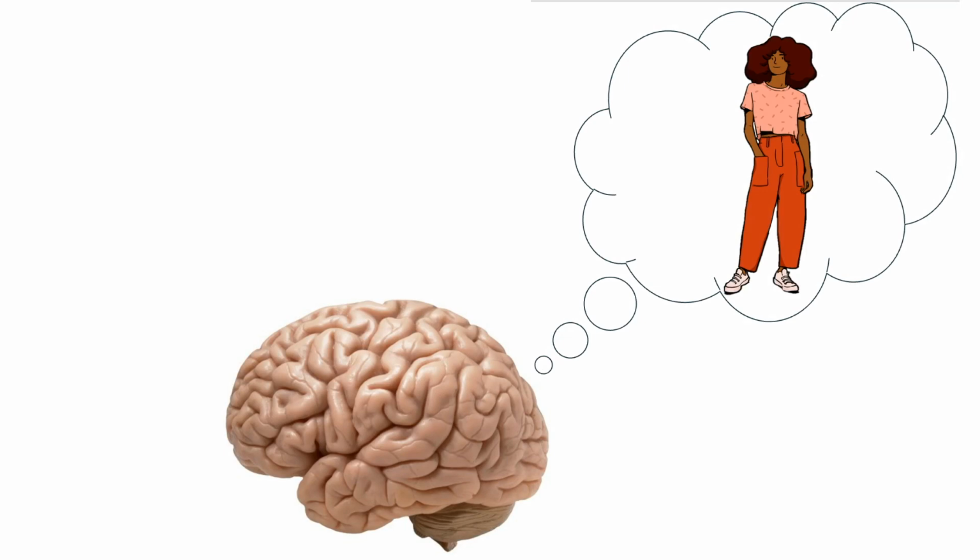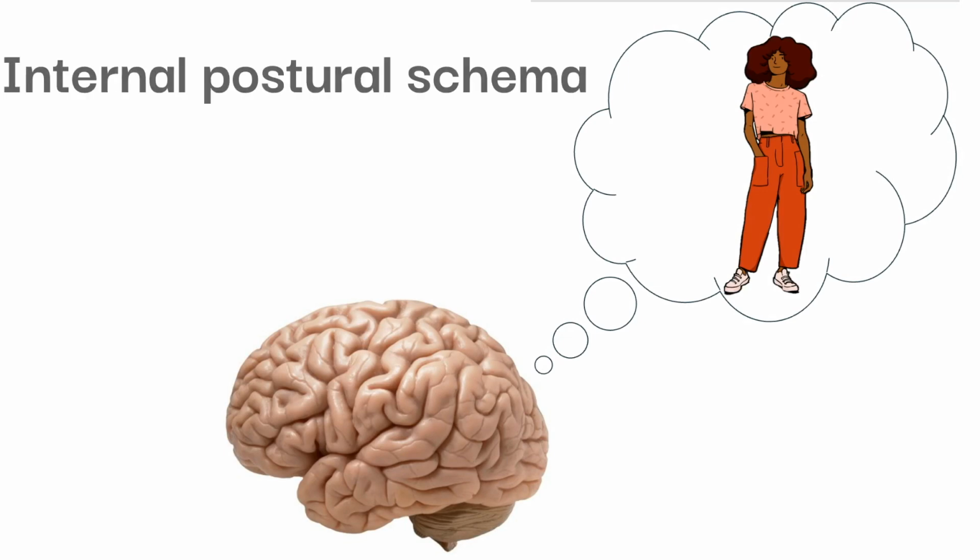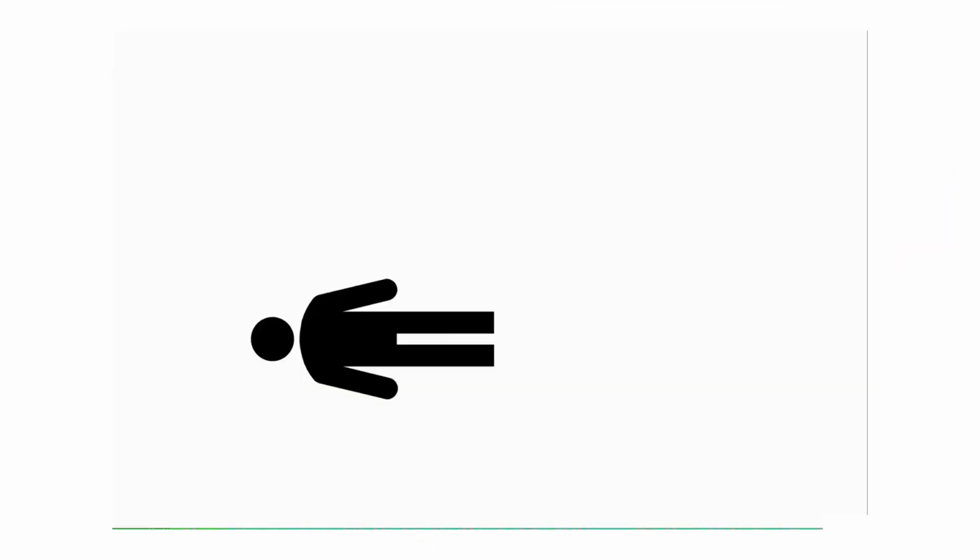Let's start here. Internal postural schema is a new foundational concept that I'd like to explore. The reflexes and reactions of Part 2 are only relevant when there is a state that the nervous system is trying to reach. In this case, it is an upright standing posture.